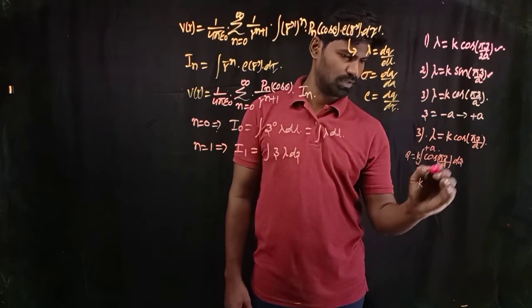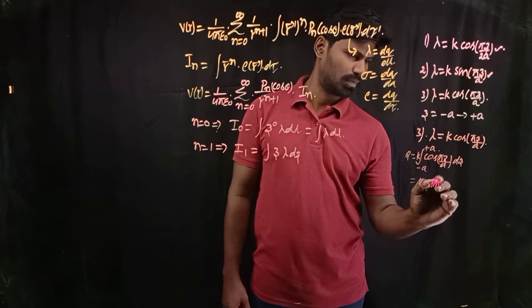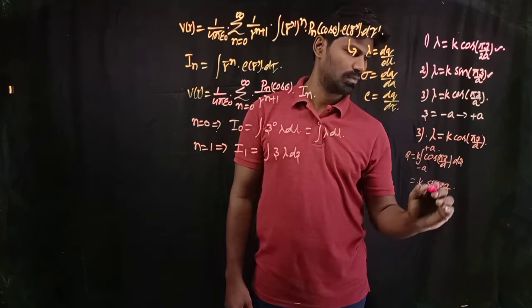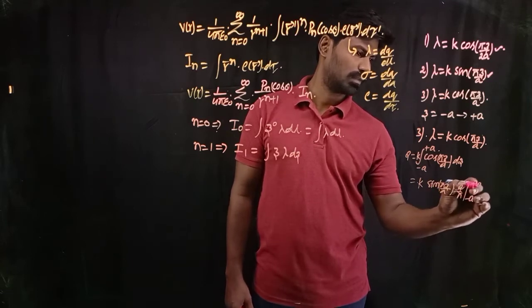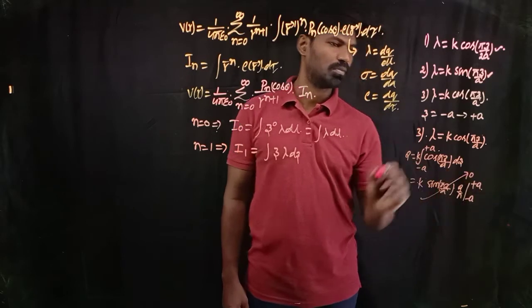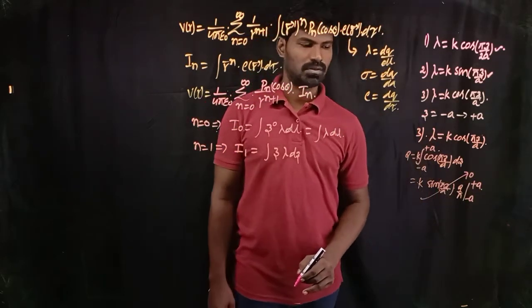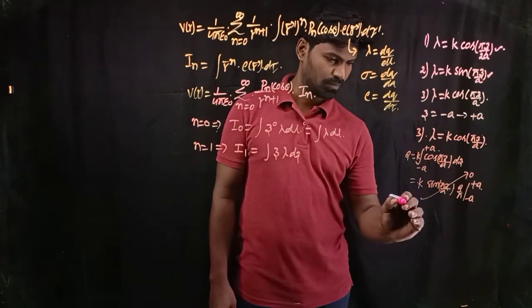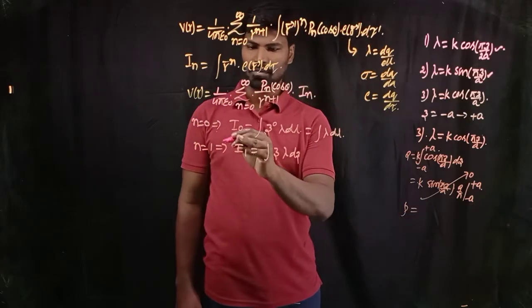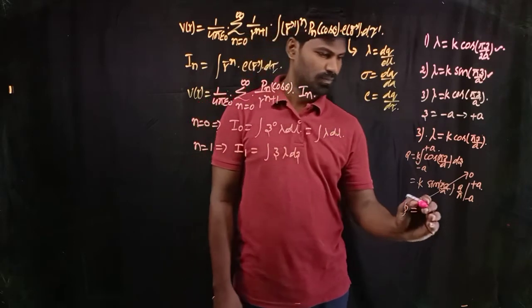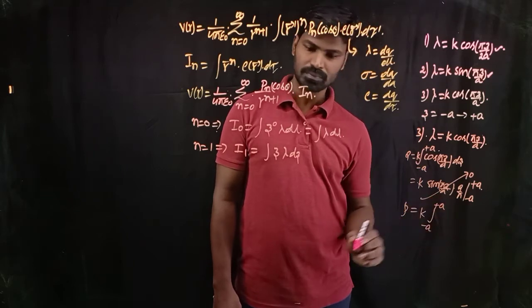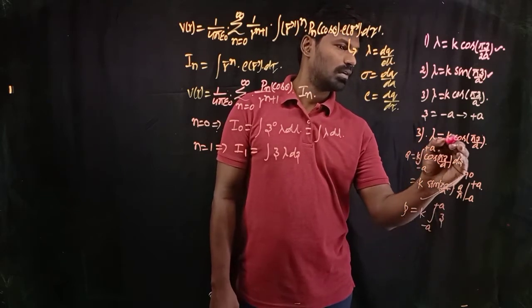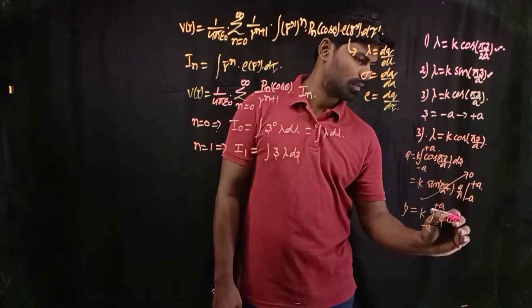That is equal to k into the integration of cos theta, which is sine(pi z divided by a) into a divided by pi, between the limits minus a/2 to plus a/2. This term will vanish, so the monopole moment in the third case is 0. Next I am going for the dipole moment. What is the expression for the dipole moment? That is the integral of z lambda dz. So p is k into the integral from minus a/2 to plus a/2 of z cos(pi z divided by a) dz.